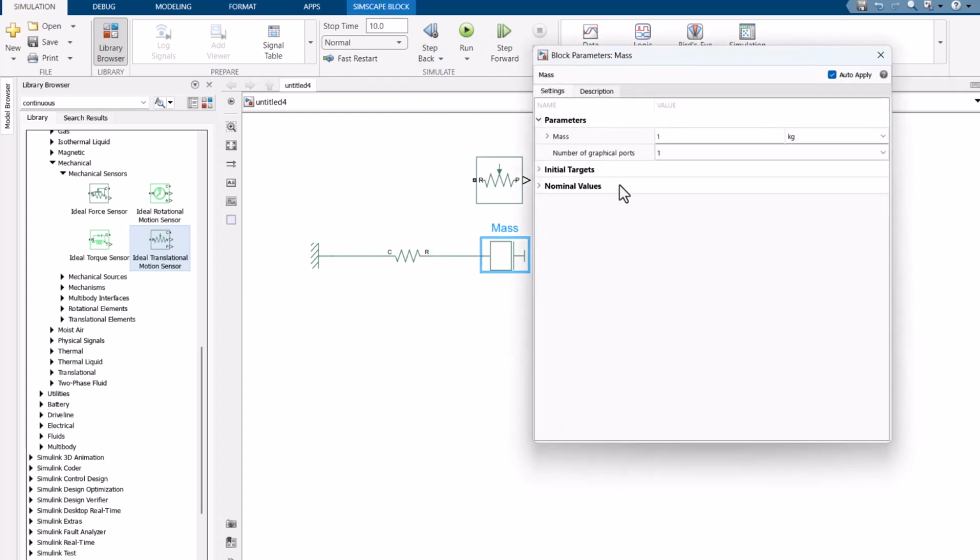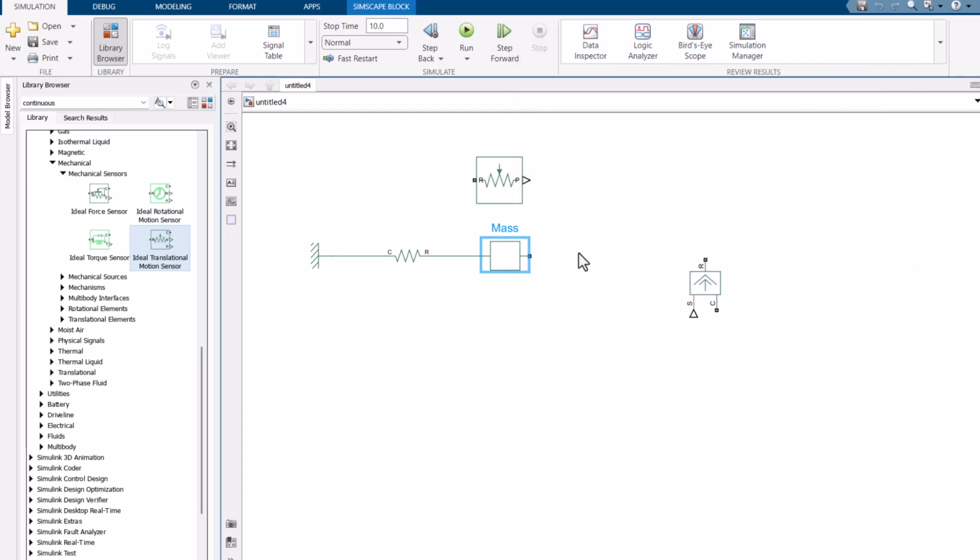I double click on the mass. It is 1 kilogram as I wanted, but I changed the number of ports to 2. So I have another port to connect the external force. And this force needs a C port, so I connect it to the wall.